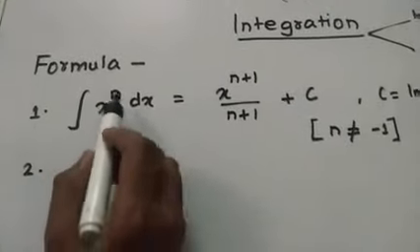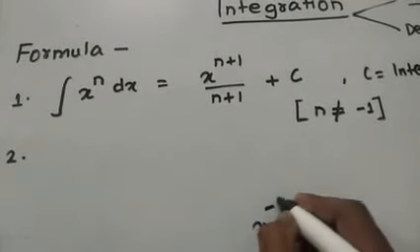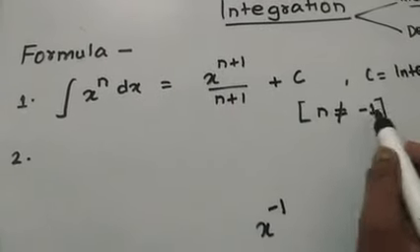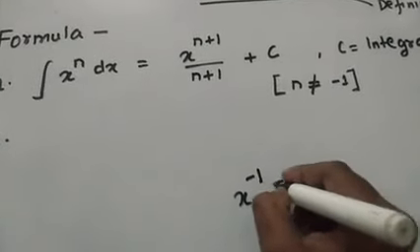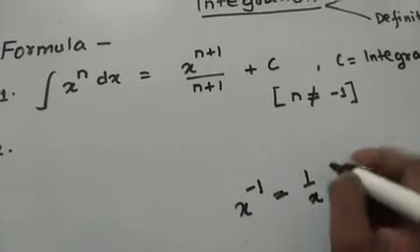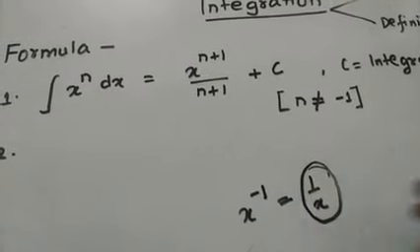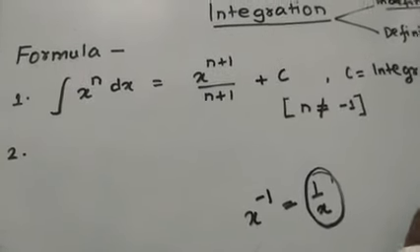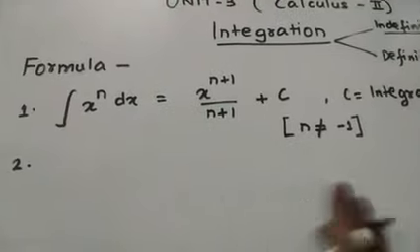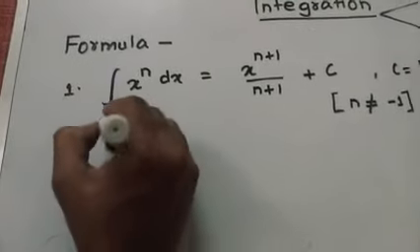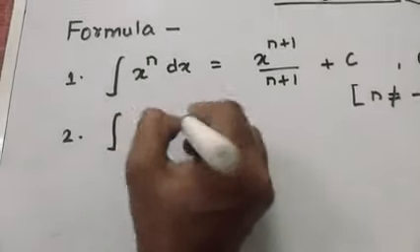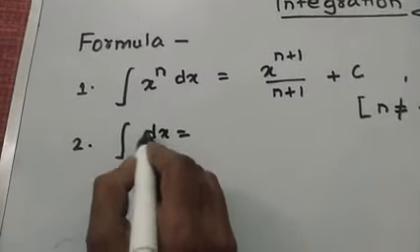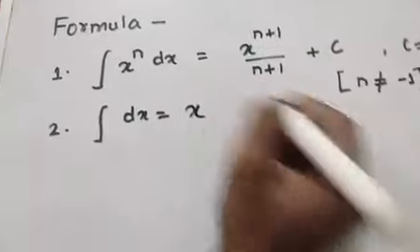Minus 1 means x to the power minus 1. If n is minus 1, the formula will be x to the power minus 1, and x to the power minus 1 is 1 by x, and there is a separate formula for 1 by x. We will write that formula, just wait. Now another next thing: integration of dx. Remember that if there is nothing, just simply dx, the answer is only x.